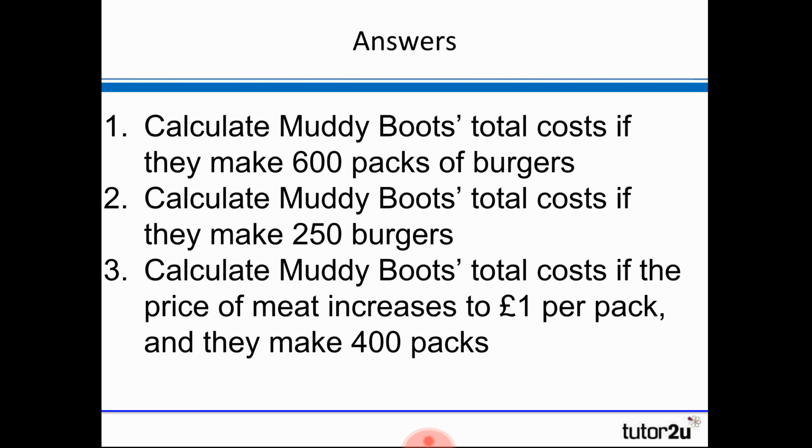Here's your next challenge. The answers are on the next sheet. Ignore the bit where it says answers at the top. So, first of all, calculate Muddy Boots' total costs if they make 600 packs of burgers. Calculate Muddy Boots' total costs if they make 250 burgers. Calculate Muddy Boots' total costs if the price of meat increases to £1 per pack and they make 400 packs. Now pause the video while you make these calculations.